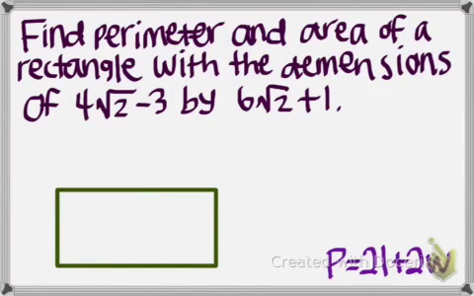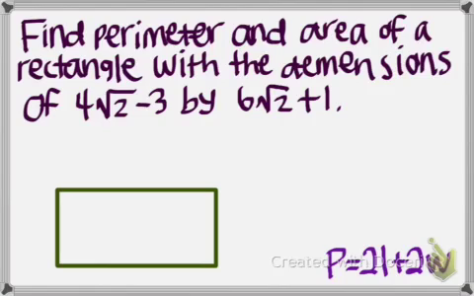Okay, so I will be doing 4-4 part 2 in your notes, which is also operations with radical expressions. The first problem is finding the perimeter and area of a rectangle with the dimensions of 4 radical 2 minus 3 by 6 radical 2 plus 1. First we'll be finding the perimeter, which is 2 length plus 2 width.